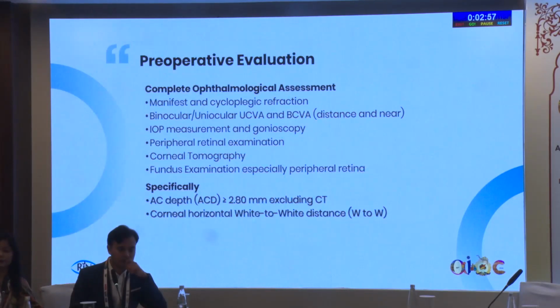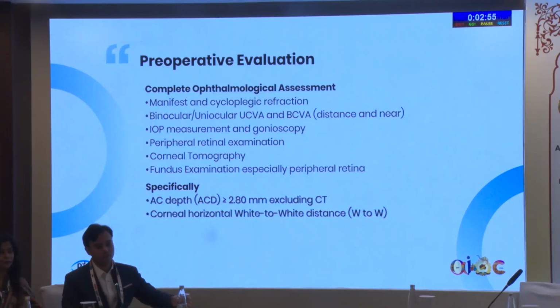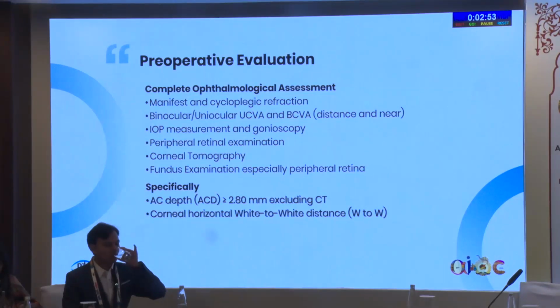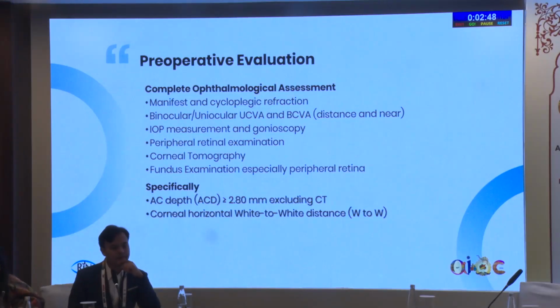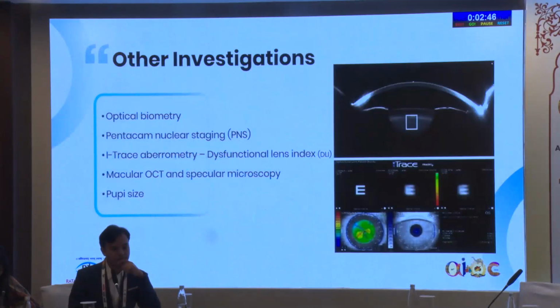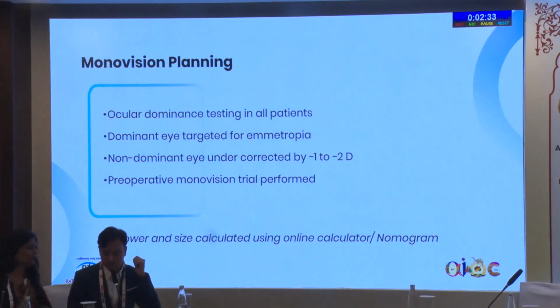systemic disease. A complete preoperative evaluation was done, with specific emphasis on AC depth, which should be more than or equal to 2.8 millimeter, excluding corneal thickness, and corneal horizontal white-to-white measurement, optical biometry, Pentacam, nuclear staging, iTrace aberrometry, dysfunctional lens index, macular OCT and specular microscopy. Pupil size, which is very important, has been considered. We planned monovision, and ocular dominance testing was done in all patients as per the criteria.